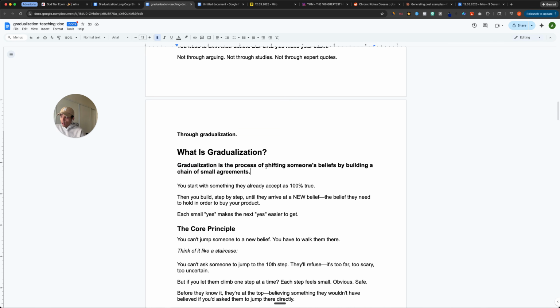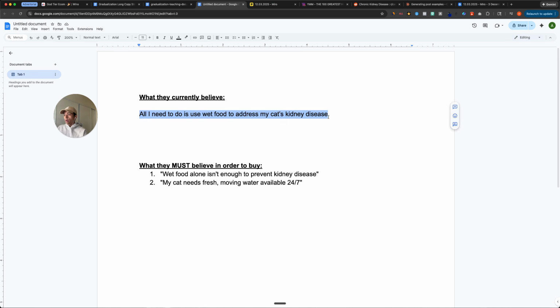Gradualization is the process of shifting someone's beliefs by building a chain of small agreements. So firstly, you start with saying something that somebody already accepts as 100% true. And then you basically step by step gradualize them until they arrive at a new belief. And the new belief we want to get them to is the belief that they need to hold in order to buy our product. So for example, if somebody currently believes that all they need to do is use wet food to address their cat's kidney disease, what they must believe in order to buy a cat water fountain is, number one, wet food alone isn't enough to prevent kidney disease.